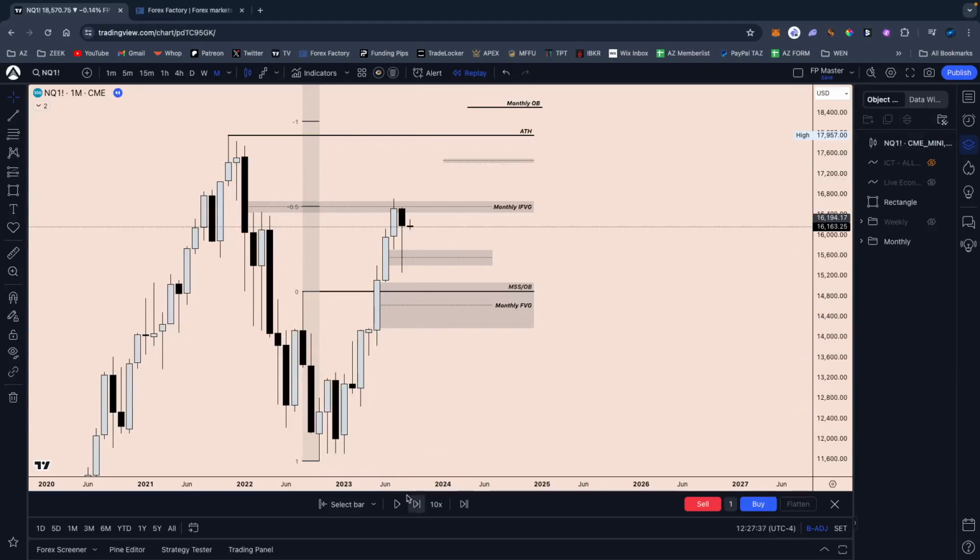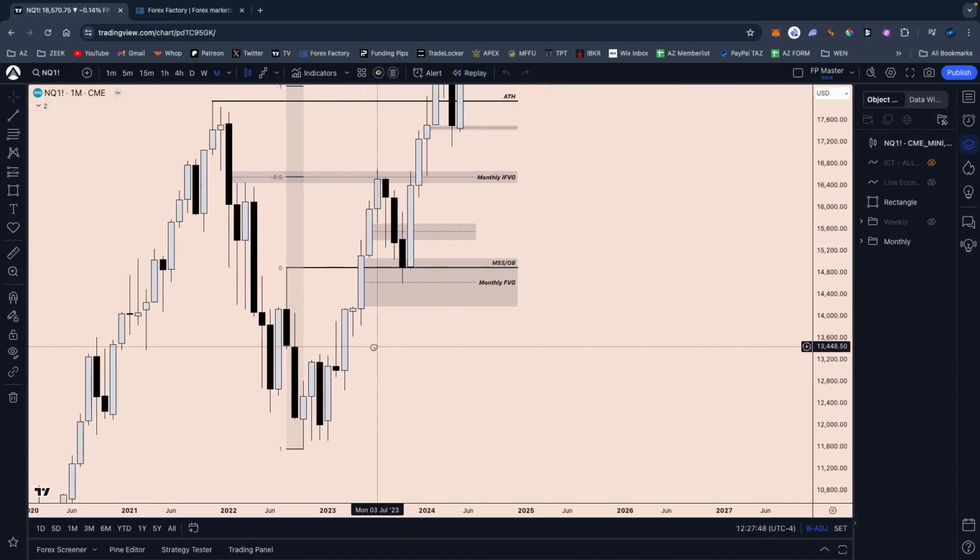All right, what's happening now? I think my TradingView is a little bit laggy. Come on. I'm not really sure what's happening yet. But you know what I mean.